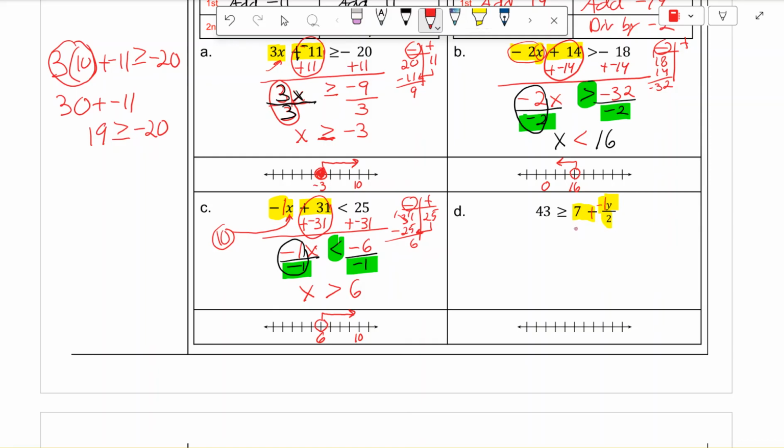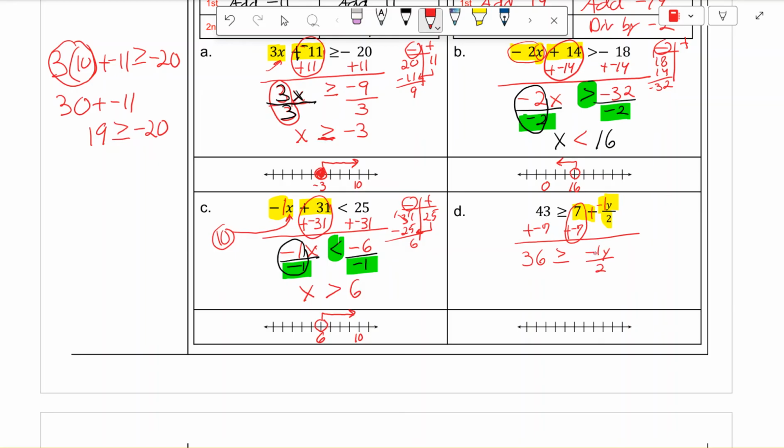Let's change the 7 into a 0 by adding its opposite. If you do it to one side, which it's working, we do it to the other side. 43 plus negative 7, or 43 minus 7, is 36. Had to think about that for a second. Okay, bring down the sign and bring down the negative 1y over 2.